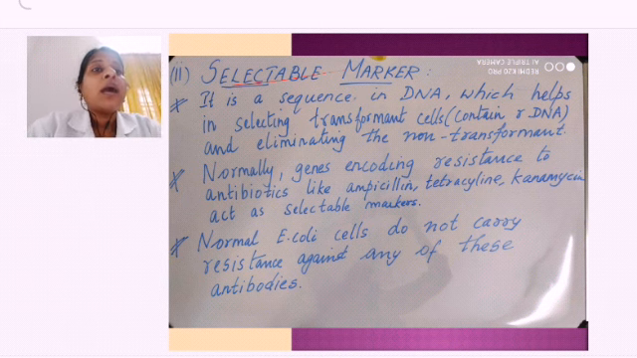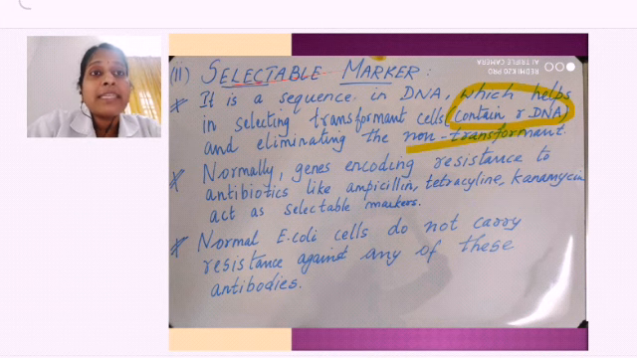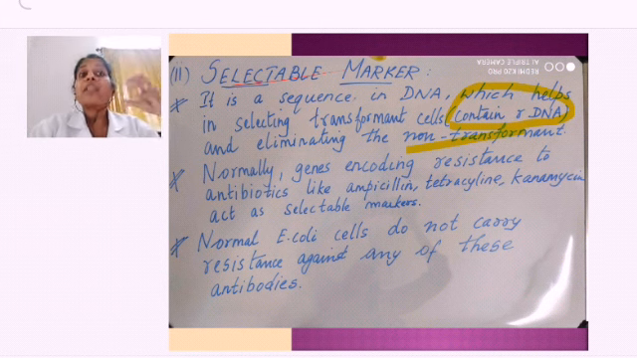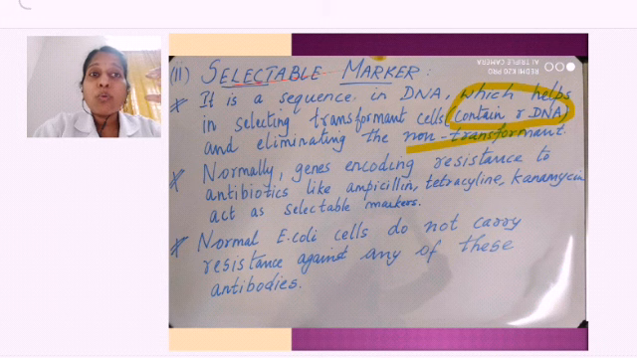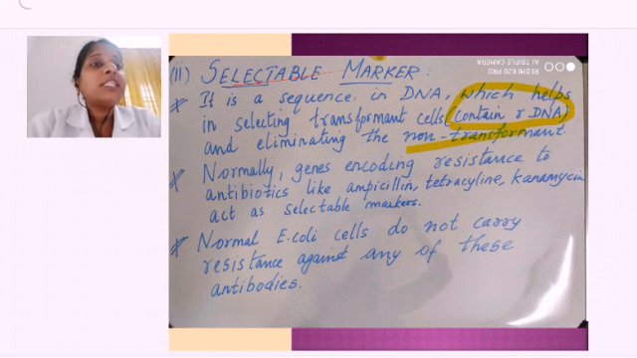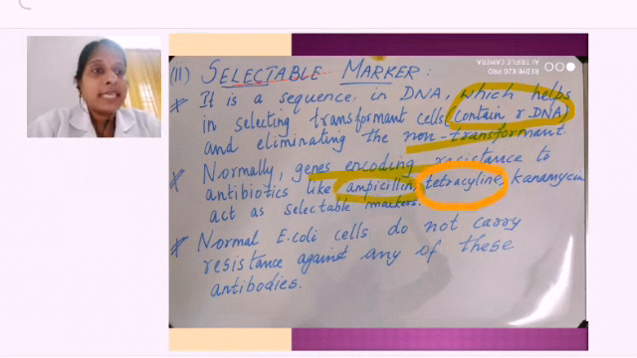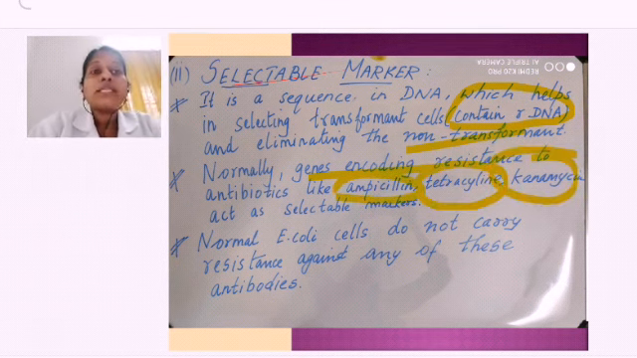So the transformant is containing rDNA, and I am eliminating the non-transformant, the bacterial cell which is not having the rDNA. I should not take it for my study. I have to eliminate them. I have to take only the clones which are containing the rDNA. So how can I confirm? With the help of what? The selectable marker. So normally the genes which are encoding resistance to antibiotics like ampicillin, tetracycline, kanamycin, all these are acting like what? Selectable markers.